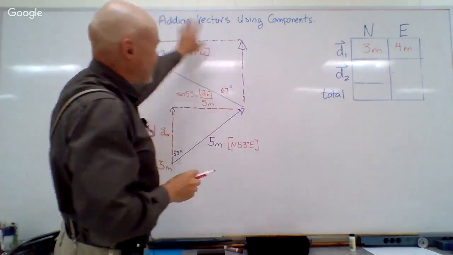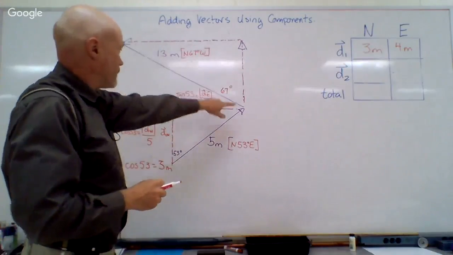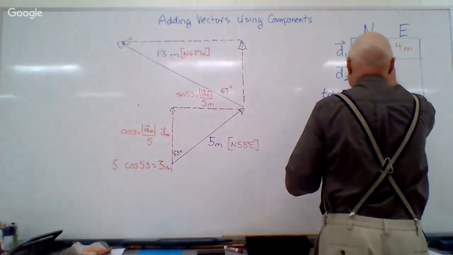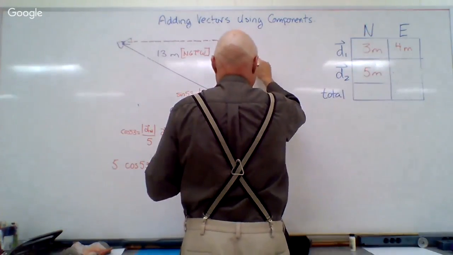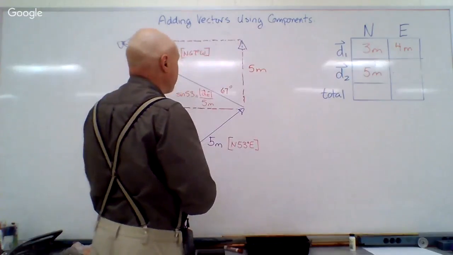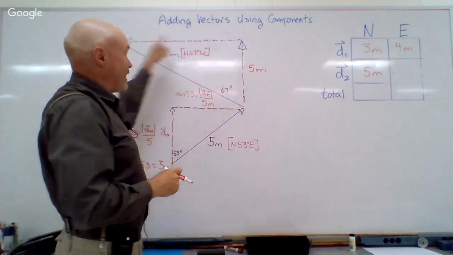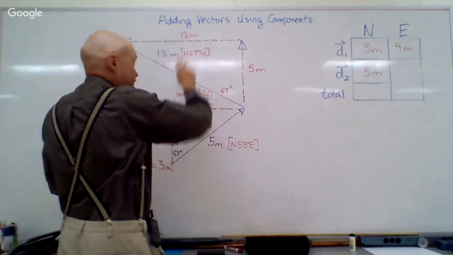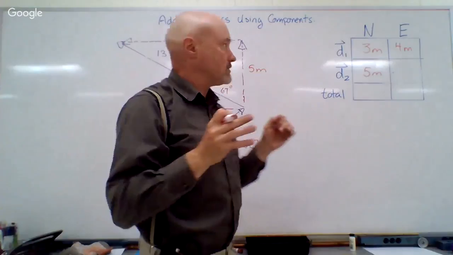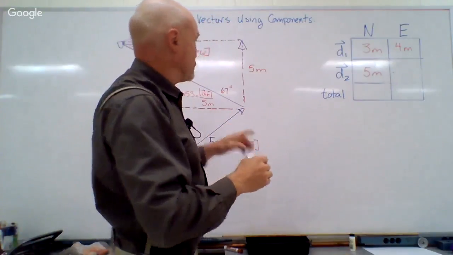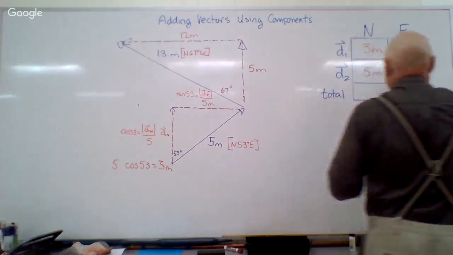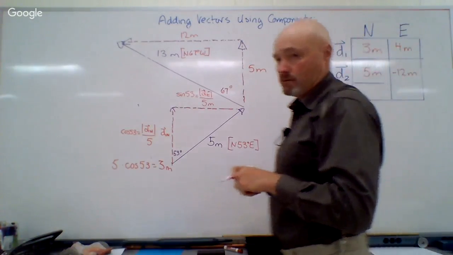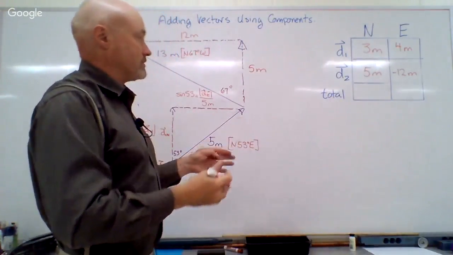I carry out exactly the same set of operations with this longer trip. And what I find out is that this is 5 meters to the north, and so this is a 5 meter trip for D2. And to the west, it's actually 12 meters to the west. Now, to keep everything north and east, what we do is we treat this as negative 12 meters to the east. And now I've got everything in the same direction.